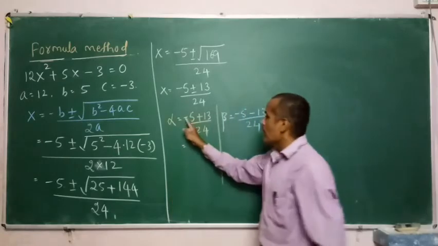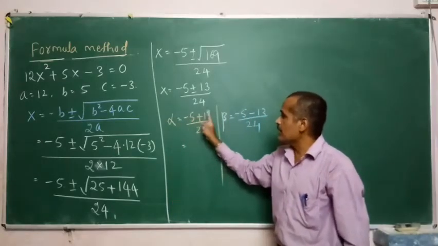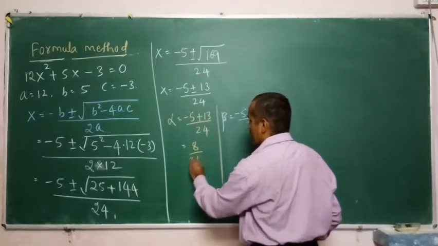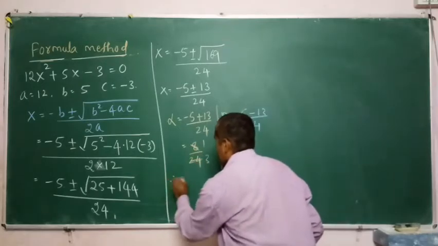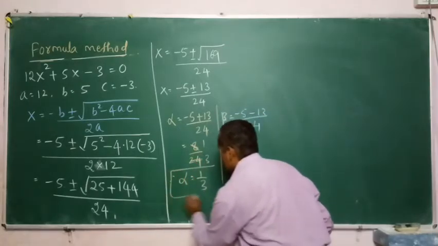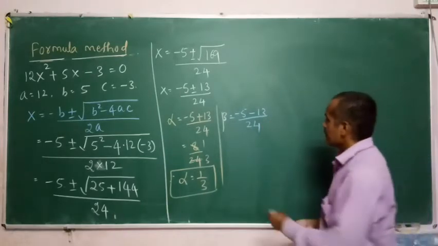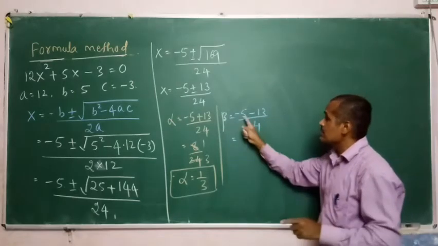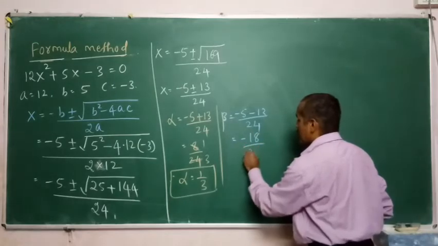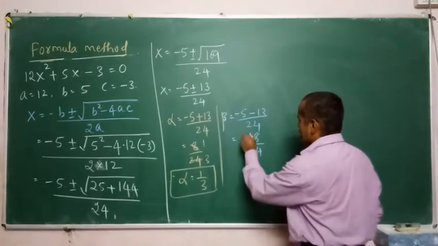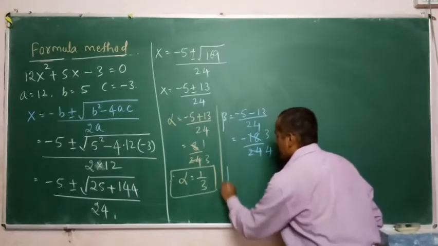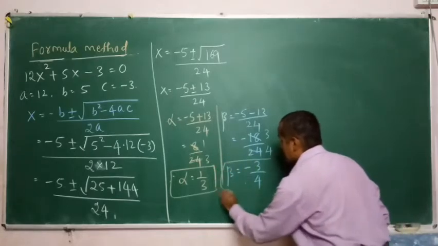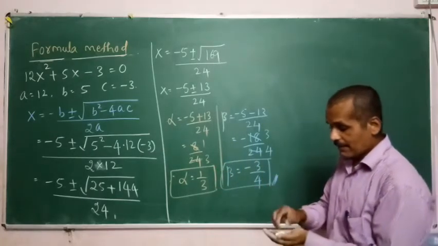Simplify. One plus and one minus: bigger number minus the other number. 13 minus 5 is equal to 8. The bigger number's sign is positive, so plus, divided by 24. 8 ones are 8, 8 threes are 24. Therefore, alpha is equal to 1 by 3, which is one root of the equation. When both are minus, keep the minus as it is and add the numbers. It is minus 18 divided by 24. With what can I cancel? 6 threes are 18, 6 fours are 24. Beta is equal to minus 3 by 4, which is the second root of the equation.